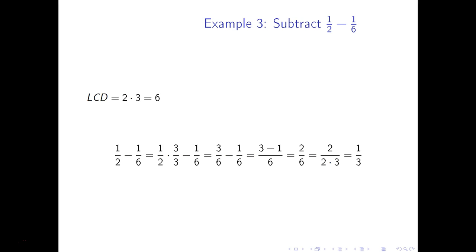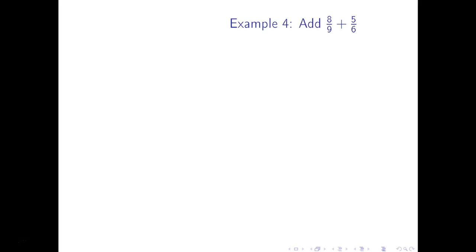Okay, we've now done several examples. I want you to try this one. So go ahead and add these two fractions, 8/9 and 5/6. You're going to have to find a common denominator, the lowest common denominator. Go ahead and do that and add those together.